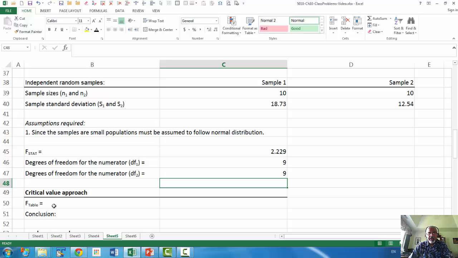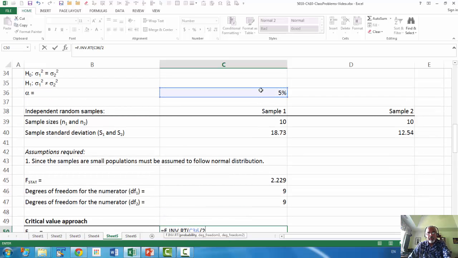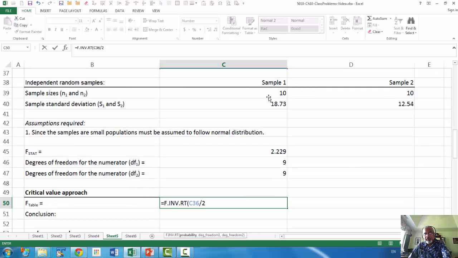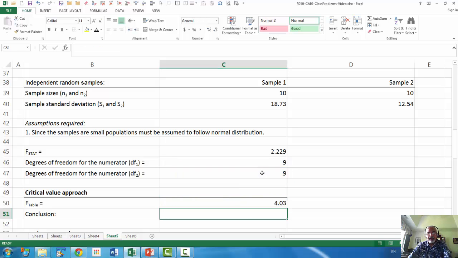Now the F table value is, since this is a two-tail test, we can use F.INV.RT. Okay, we want the right side tail. So in the probability, since this is a two-tail test, we have to go alpha over 2, and then we provide the two degrees of freedom. The first degrees of freedom is C46, the second one, the denominator, is C47. So 4.03 is the F table value, and we can get this F table value from the back of the book as well, as we saw in the previous video.